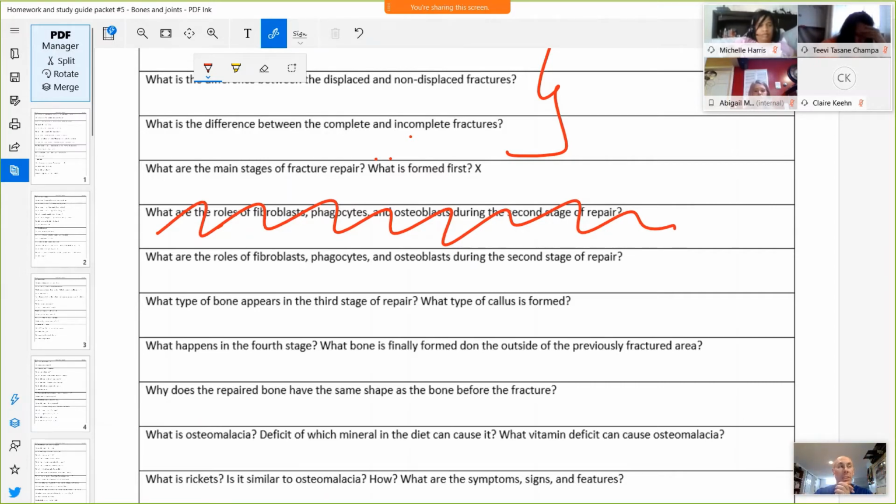Hematoma is formed, blood clots, traps all the debris in one place, and then through the capillaries, fibroblasts migrate to the site of the injury, and fibroblasts start to produce collagen. Phagocytes clear up the debris. Osteoblasts and chondroblasts start to deposit cartilage in the bone.